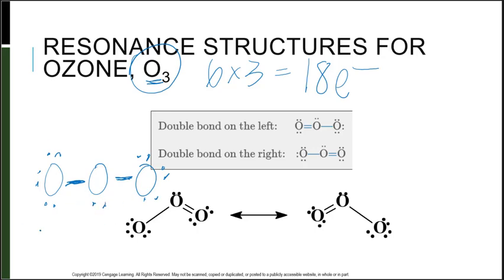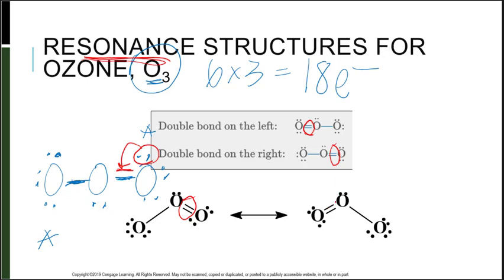Notice that my oxygen on the left is nice and happy, this one's happy, but my middle one only has 2, 4, 6. It needs 8. So it could either take electrons from this oxygen and form a double bond, or it could take electrons from this oxygen and form a double bond. Either one of them would work. So I can have a double bond on the right, shown there, or I can have a double bond on the left. That is called a resonance structure, when I could have either one of those.